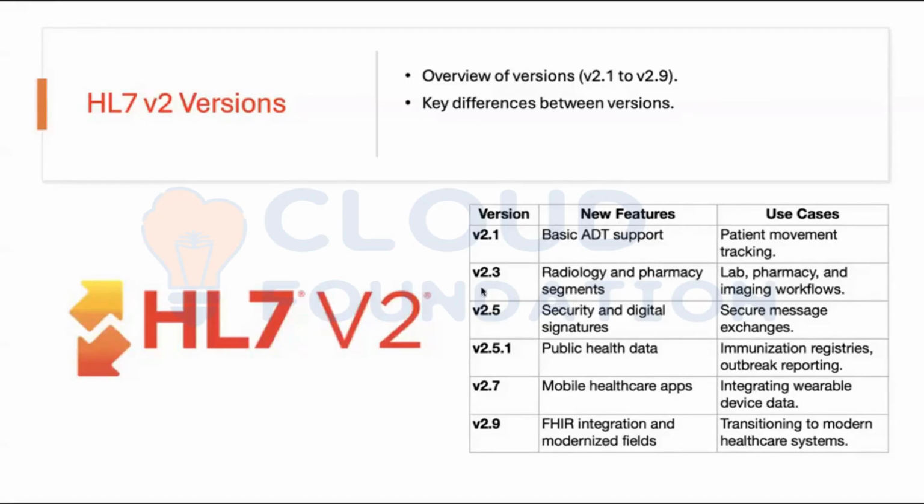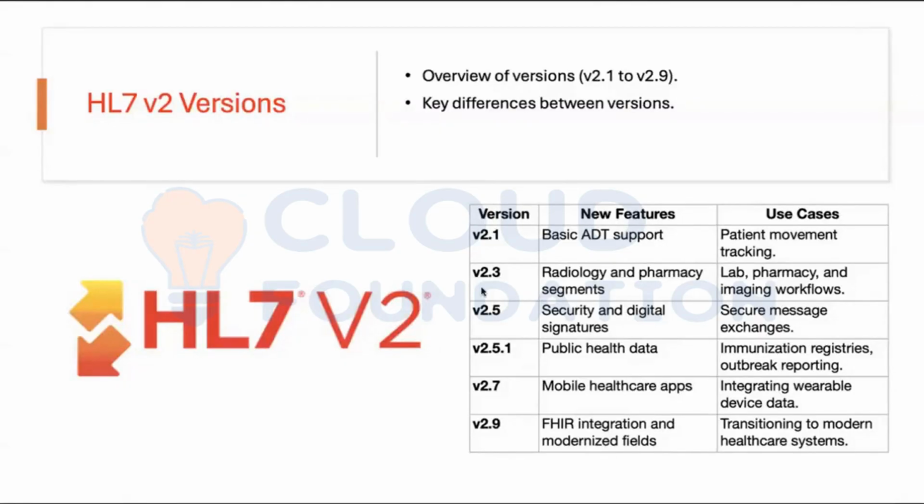in version 2.1, they introduced the basic ADT support. That was used for patient movement tracking. And then later on, new radiology and pharmacy segments were introduced. There was a need for HL7 v2.3. In 2.3, with special consideration, they included a new segment, that is the radiology and pharmacy segment.